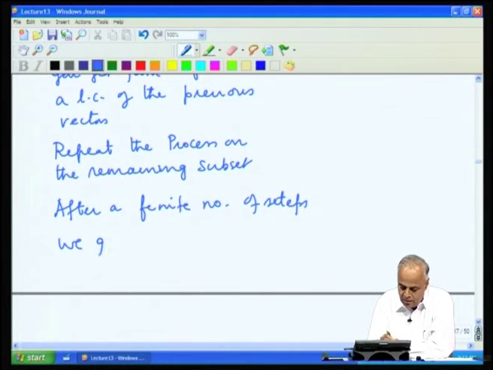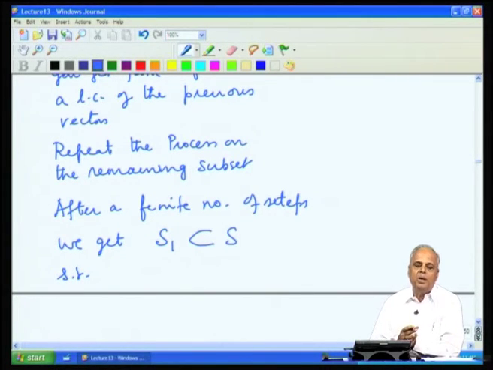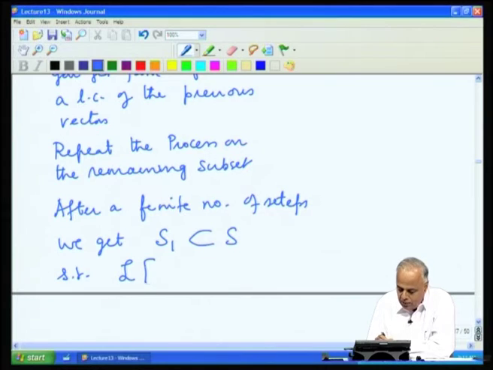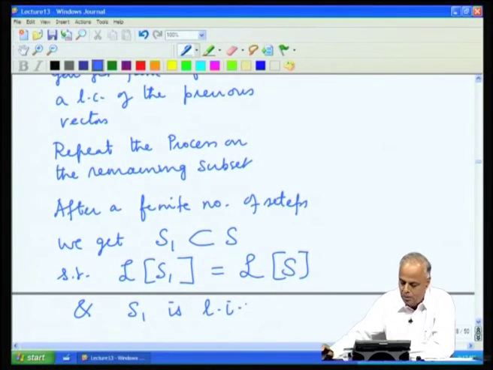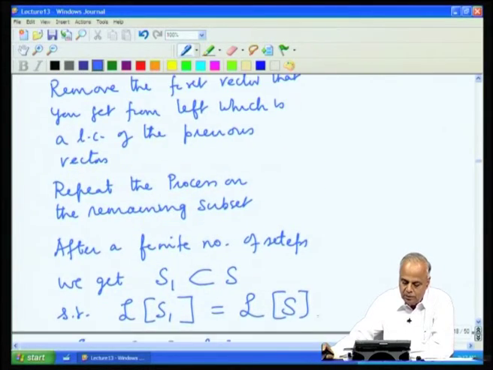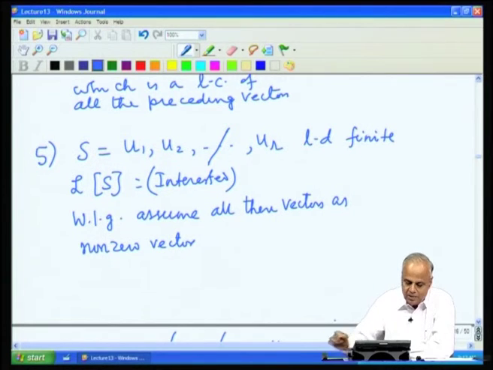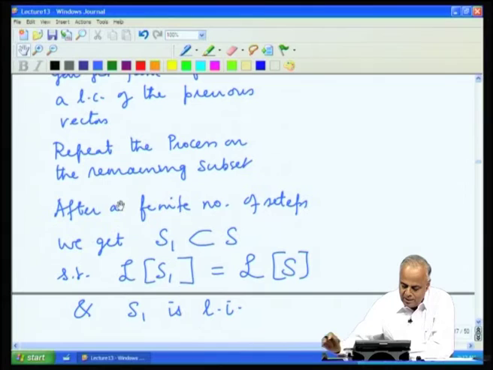we get a set S1 which is strictly contained in S, such that now whatever was removed was a linear combination of the remaining fellows. So therefore they are not going to produce anything new in the spanning, the LS1 will be the same as LS, and S1 is linearly independent. So therefore the conclusion is that if you have a finite set S which is linearly dependent, then the subspace spanned by S can also be spanned by a subset S1 which is linearly independent.